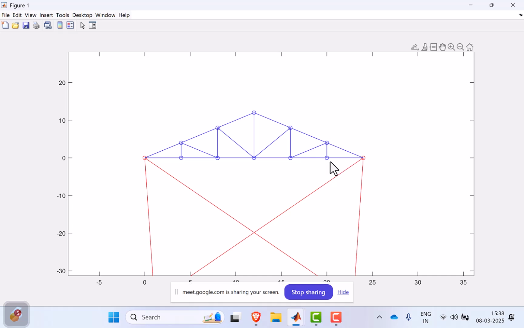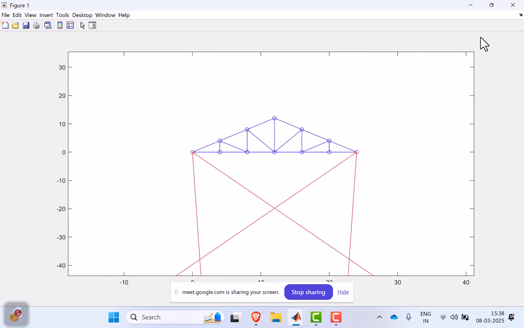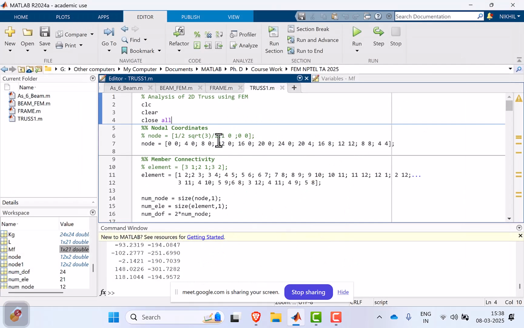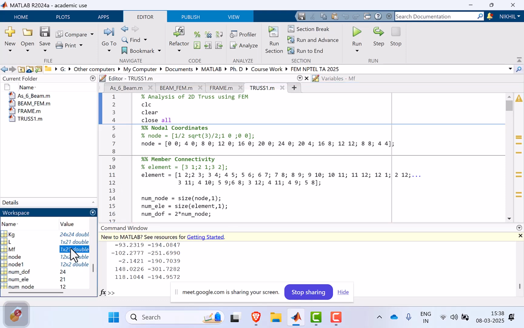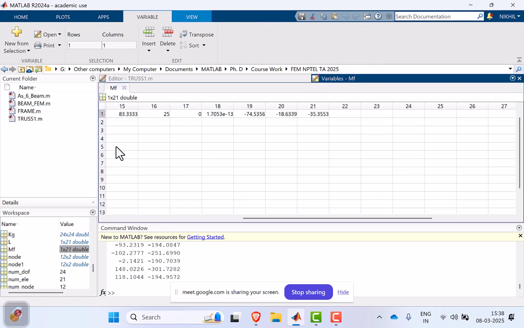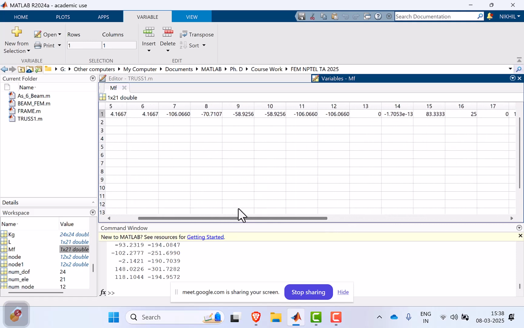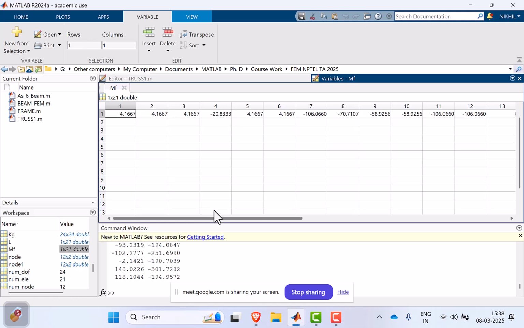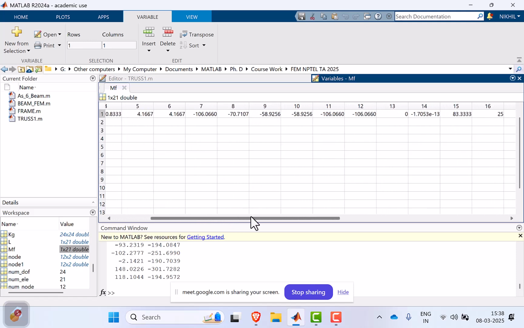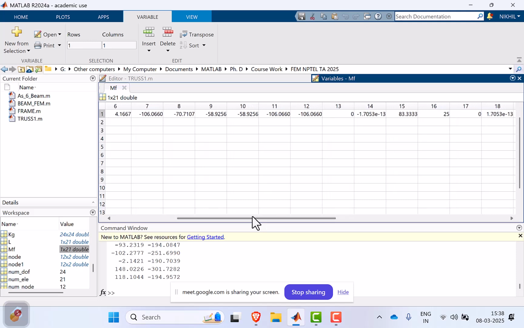Okay, I think it should be this. No, let's see the solution. These are the vertical members. When you see the result, members 17 and 13 are 0. So I think the 13th and the 17th members are having zero forces.